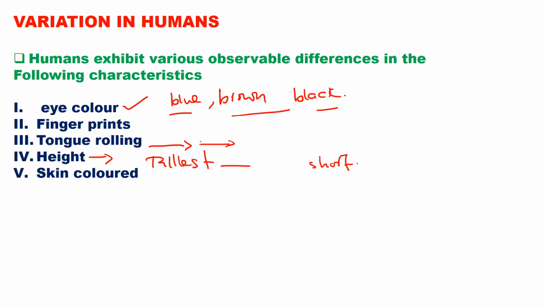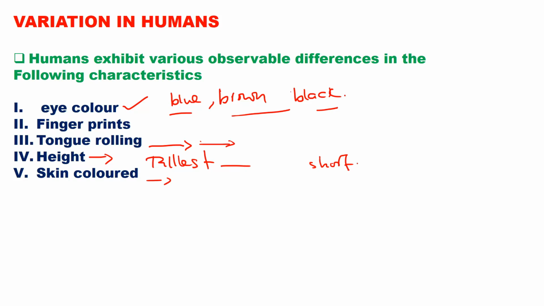Then we can talk of skin color. Not to be offensive, please, but with skin color, you find people naturally, others are black, dark, but others are light skinned, others are white. So if we were to look at the world population, the variation that is there in terms of color is really very much. There is a lot of variation when it comes to skin color.